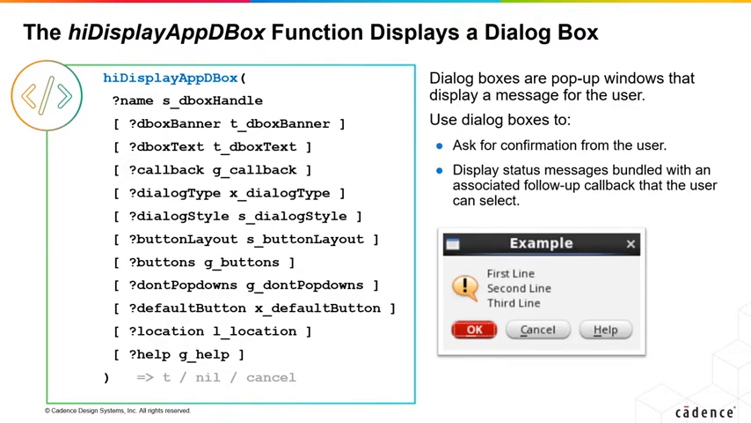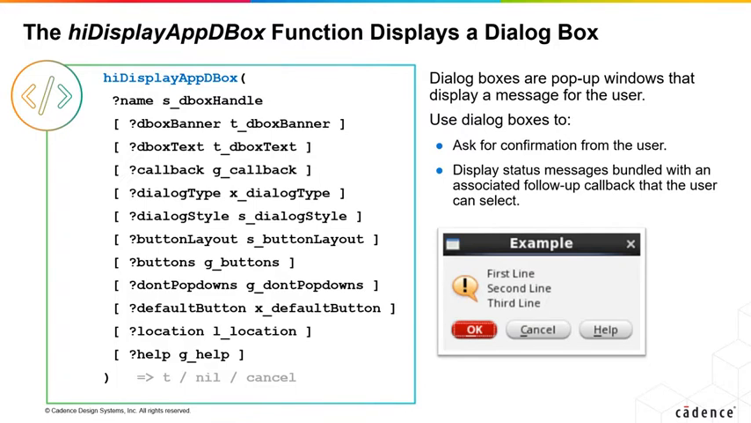So you can see the syntax here. There's several options. We'll be showing you some examples on the following pages, but basically, you can provide what the banner says, like example, the text like first line, second line, third line. You can then specify a callback when they click OK, or depending on the other buttons, apply. You can have different types of dialog boxes and styles, which we'll look at. You can specify the button layout, different buttons, yes, no, cancel, OK, etc.